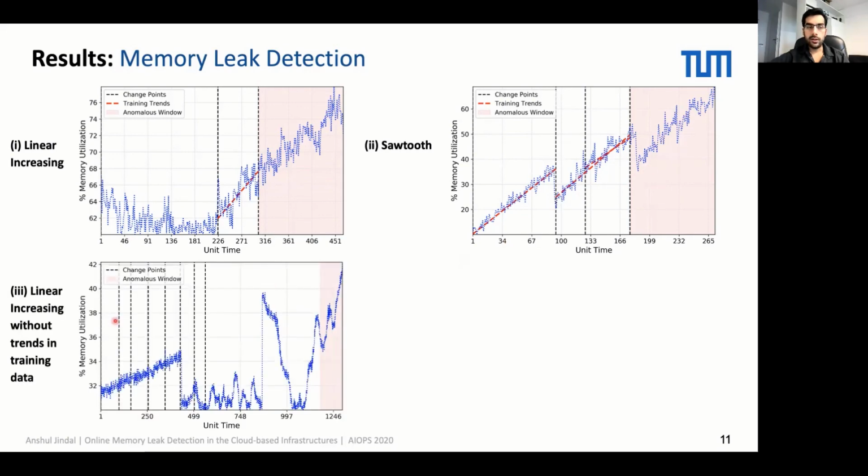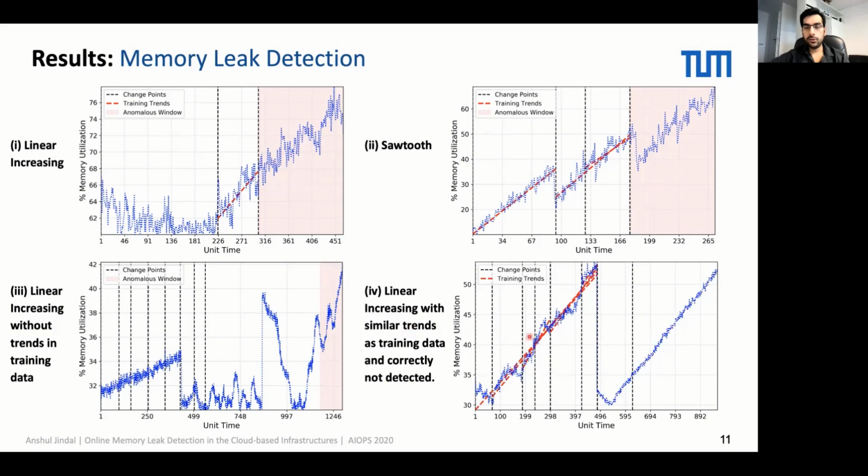And the third case is where the test has a linearly increasing pattern, but in the training we were not able to find any training trend. So this was not detected as a training trend because this doesn't have a higher memory utilization. It is only from 32 to 34 utilization. But still the algorithm was good enough to detect this particular window as a memory leak trend.